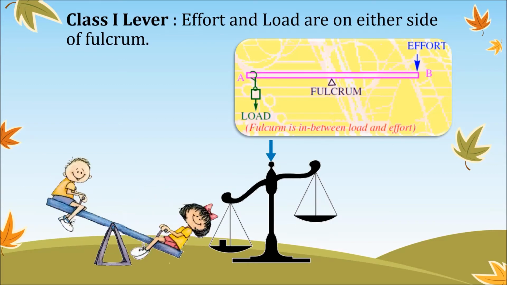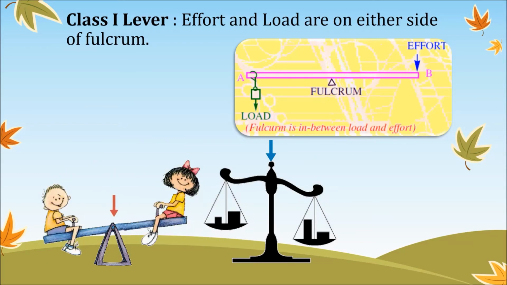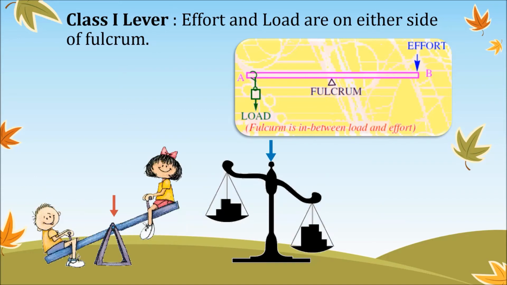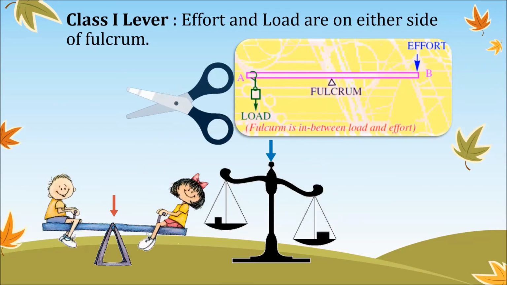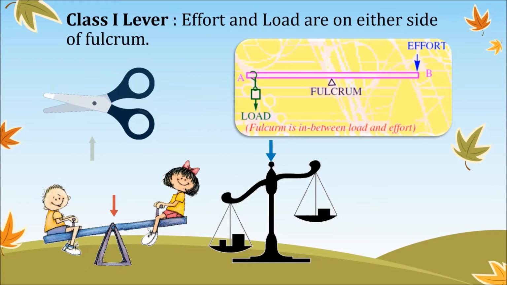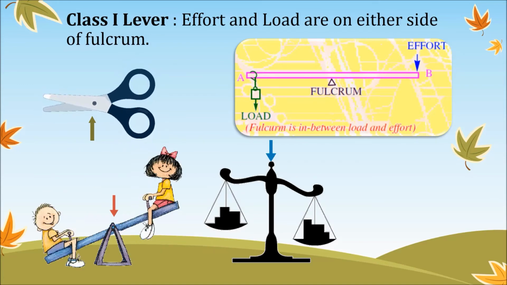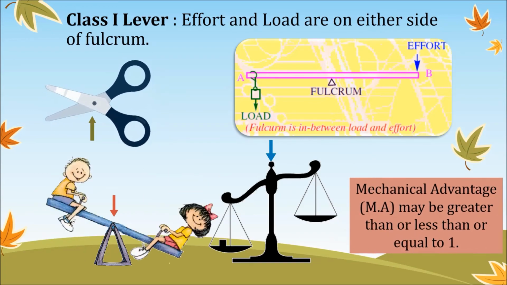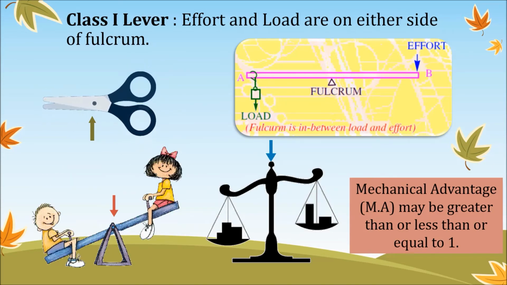The next example is seesaw. Center of the lever is the fulcrum. Pair of scissors is also an example for Class 1 lever. Here is the fulcrum in the scissors. The mechanical advantage for Class 1 may be greater than or equal to or less than 1 depending on the position of the fulcrum.